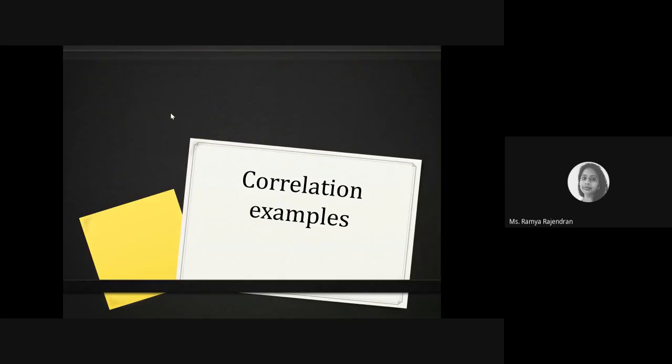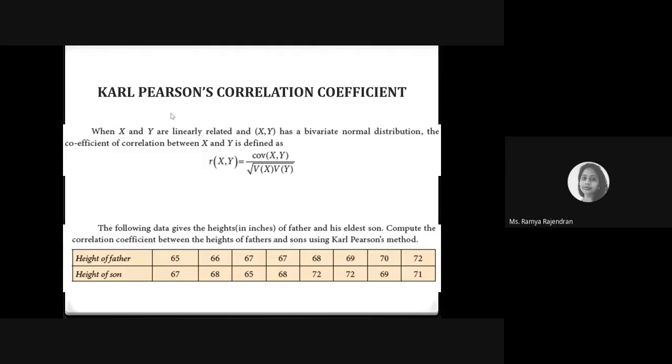Now we can look into a small correlation example. I told you there are three different methods of computing correlation. The first one is the Karl Pearson correlation coefficient method. With this method, we are trying to find the correlation between the two variables x and y, which follow a bivariate normal distribution. Here we have the height of the father and the height of his son.